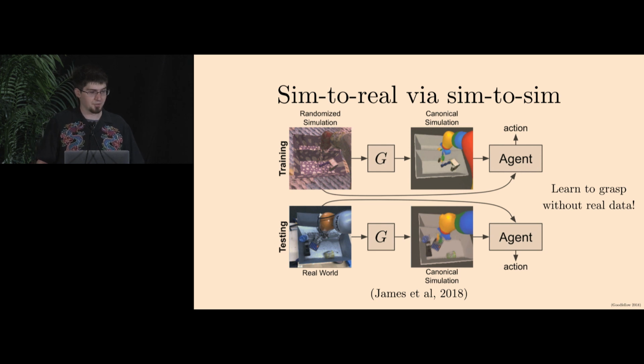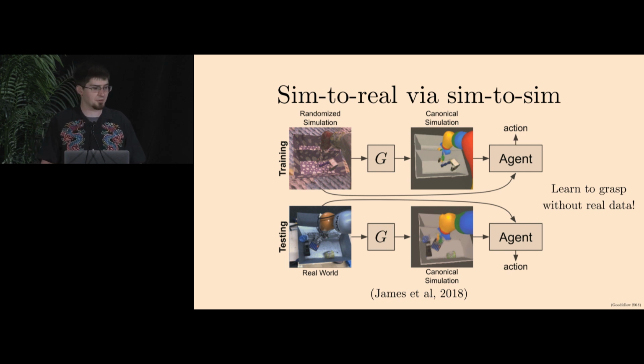The GAN learns to convert these to a relatively normal-looking canonical simulation, shown on the upper right, and then the agent is trained to grasp when it gets to see images in the canonical view. The learned system can then be deployed in the real world. The GAN sees the real photos coming in and converts them to look like the canonical simulation, and then the agent acts on the canonical simulation.